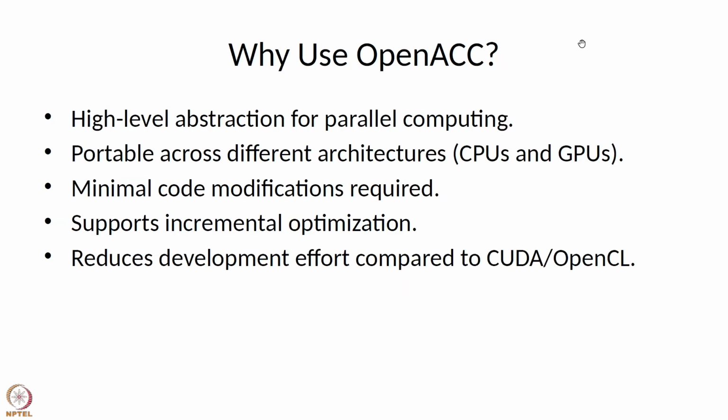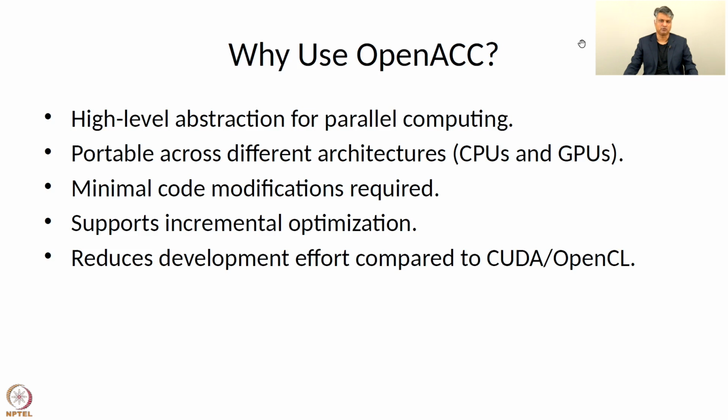So why do we use OpenACC? First of all, it gives us a higher level of abstraction for parallel computing. Essentially, we can take a serial code and with the use of a few directives, try to achieve some moderate to good parallel speedup. It is also portable across different architectures, both CPUs and GPUs.